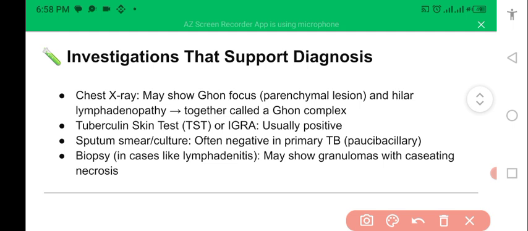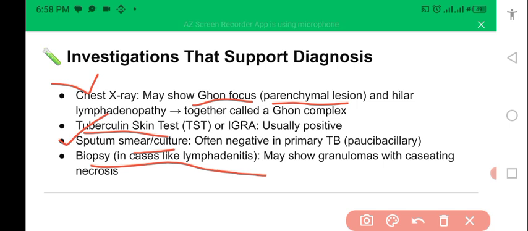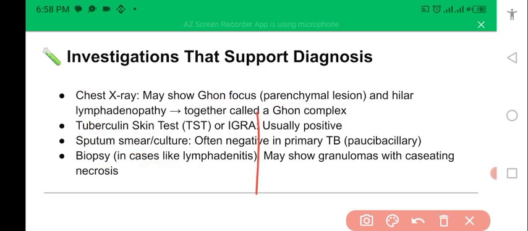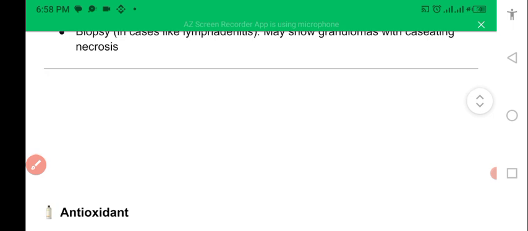What investigations will be performed? For investigations we will be looking at chest X-ray, where there will be Ghon focus and parenchymal lesions. The tuberculosis skin test will be positive, and a sputum culture is done. Biopsy shows lymphadenopathy, and granulomatous necrosis is also there in the patient with primary TB.